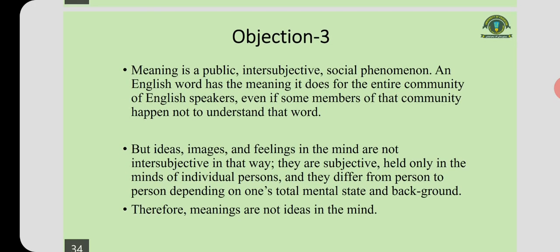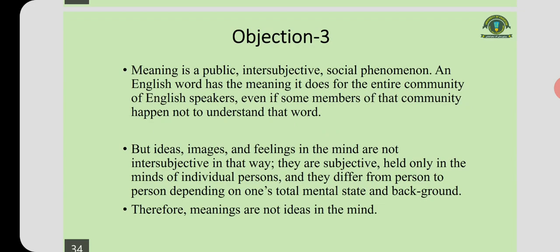Objection number 3 in the ideational theory is that meaning is a public, intersubjective, social phenomenon. Meaning always deals with social, intersubjective and public parameters. So an English word has the meaning it does for the entire community of English speakers, even if some members of that community happen not to understand that word. For example, if we speak English with a person in Pakistan who has not attended a single class of English in school, how will he understand our ideas? He wouldn't be able to understand. Instead, he will nod or shake his head, whether he understands the idea or not. So the ideas, images and feelings in the mind are not intersubjective in that way.